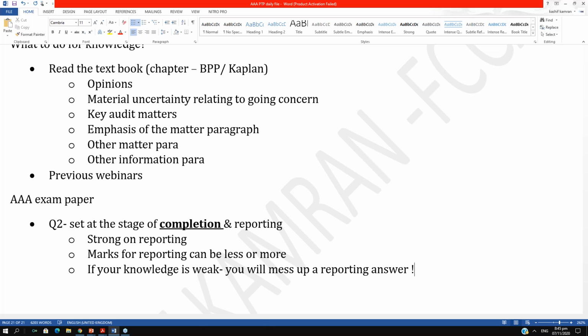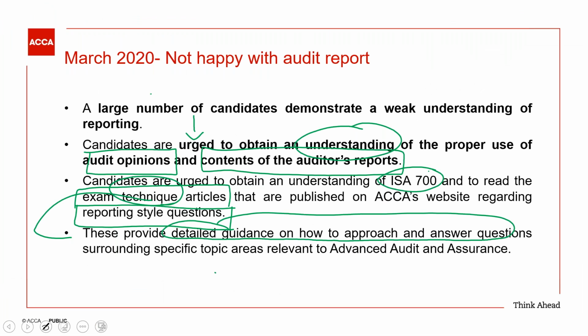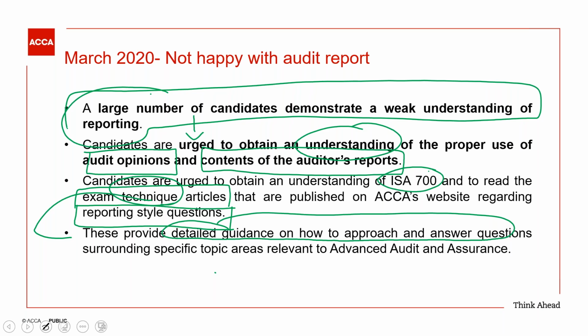And that is the reason the examiner was very critical. That was the reason the examiner was very critical, saying that a large number of students had a weak understanding of reporting. The examiner is not happy. So if you want to make your examiner happy and pass the AAA paper, you want to ensure that you spend time on reporting. You want to ensure that you have proper knowledge of reporting. I hope that's clear to all of you, right? Okay, now moving forward.